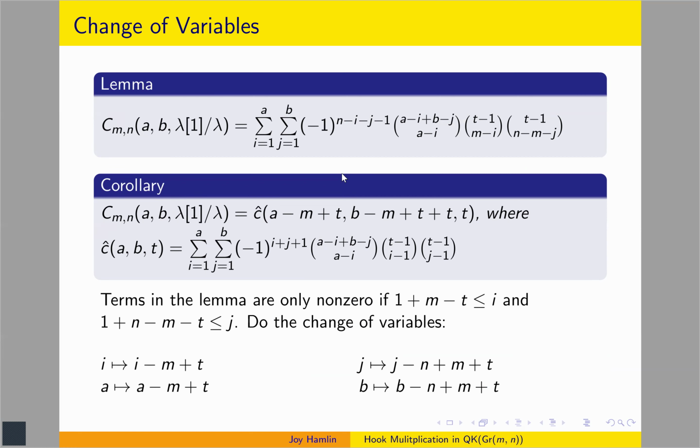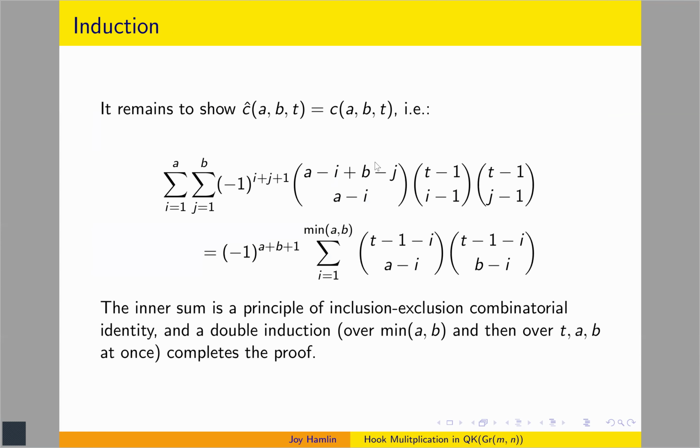So if we shift the indices down and shift A and B down appropriately, we've lost the explicit dependence on M and N, the parameters of our Grassmannian. And we have a nicer formula that computes the same thing. From here, it remains to show that this slightly nicer formula is in fact equal to the positive sum that I gave earlier.